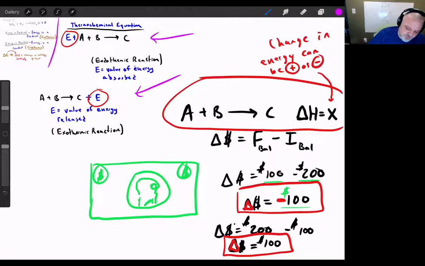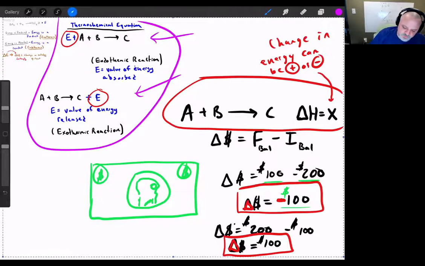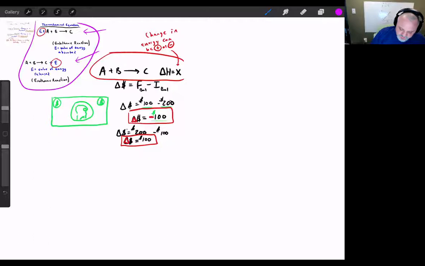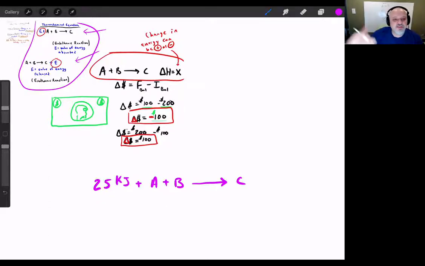So when it comes to thermochemical equations like this, it's always going to be positive because if I have 25 kilojoules of energy that needs to be absorbed, then what we're saying is absorbed is the word that tells us the change in energy is going to be positive, right? I'm going to add energy to my system of molecules. So I could write the thermochemical equation this way, or I could write it this way.